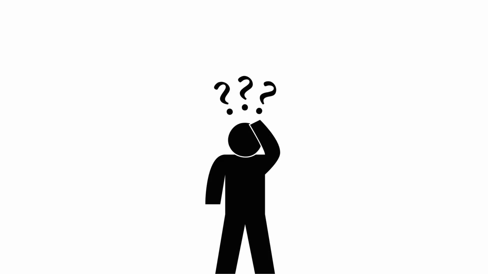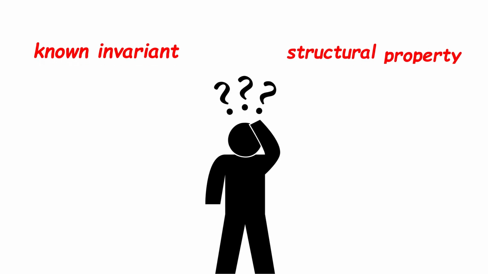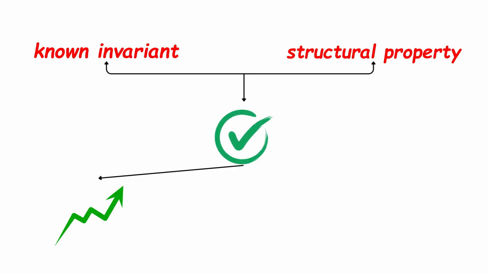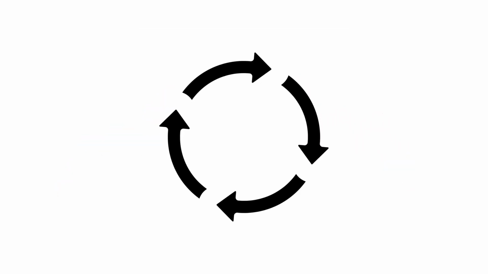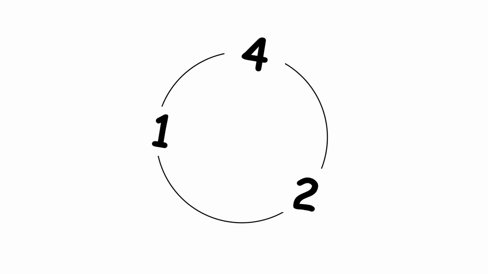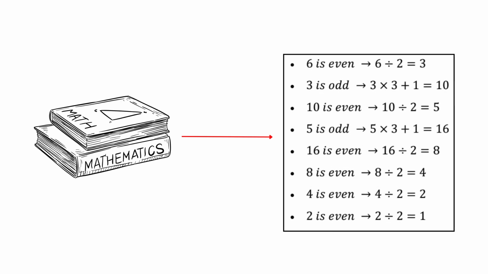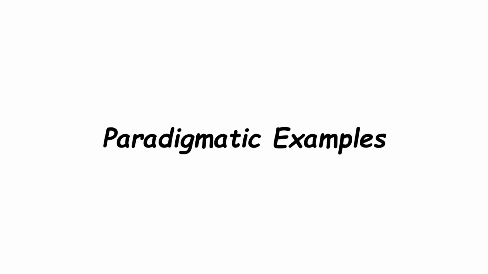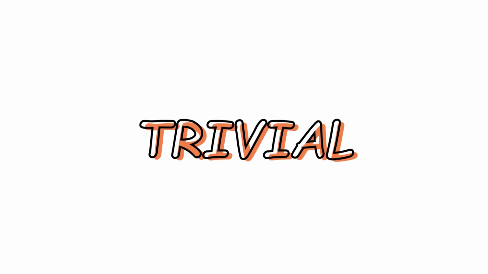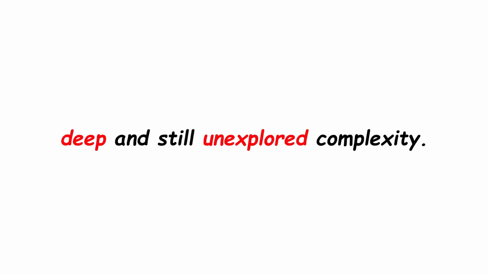The difficulty is found in the absence of a known invariant or structural property that would allow control over the growth or decrease of the sequence across all possible iterations. The sequence can rise and fall unpredictably before eventually falling into the cycle 4 to 2 to 1. The mathematician Paul Erdős remarked that mathematics is not yet ready for such problems. Its deceptive simplicity and resistance to analysis have made it one of the paradigmatic examples of how something that appears trivial can conceal a deep and still unexplored complexity.